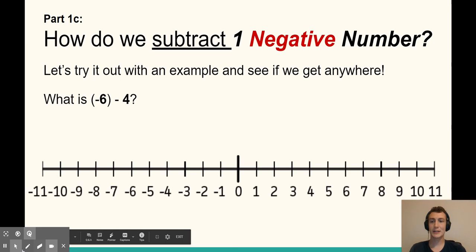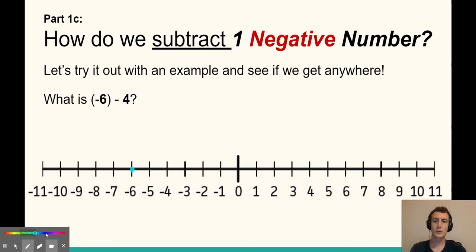Negative 6 minus 4, easy money. We're going to start at negative 6. Boom. We're going to go minus 4 because this is a minus 4. 1, 2, 3, 4. And we end up at negative 10.